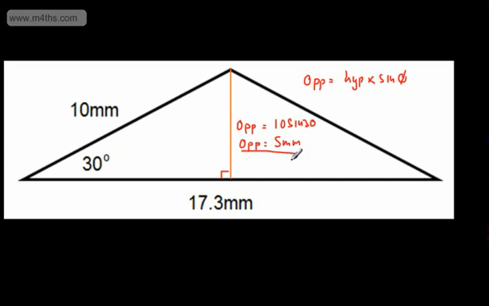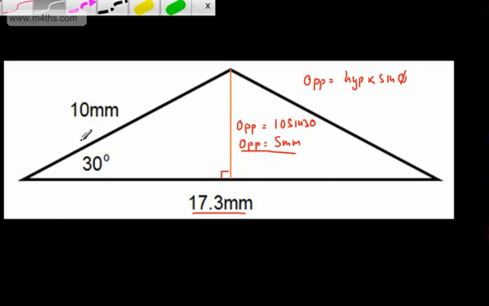And we've got now one of our lengths here and our other length here. So all we need to do to find the area is say the following.